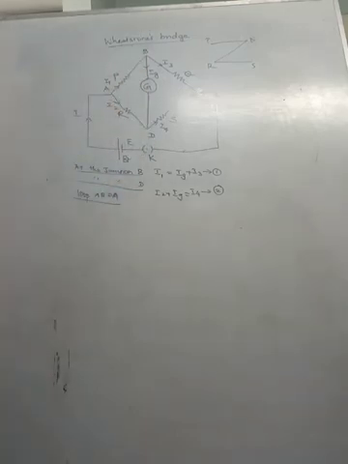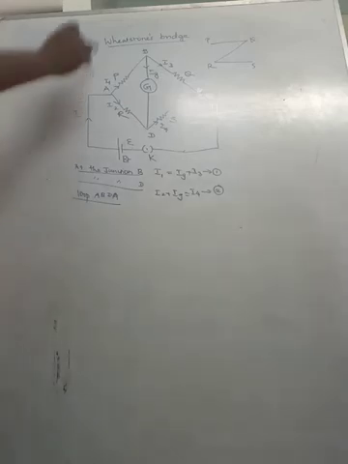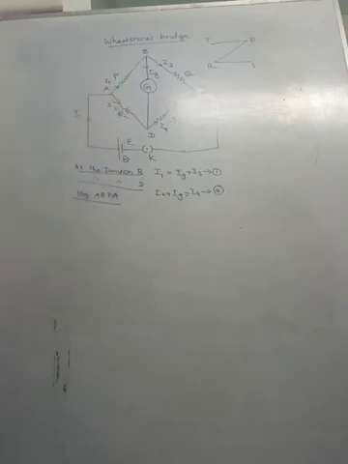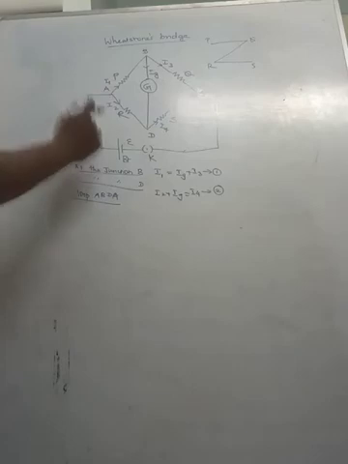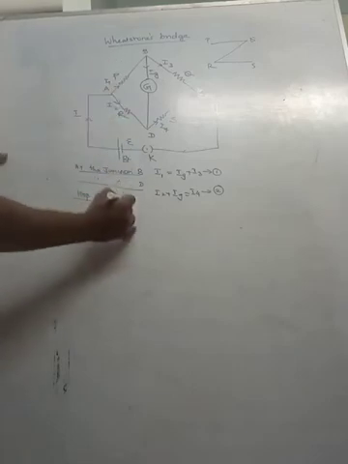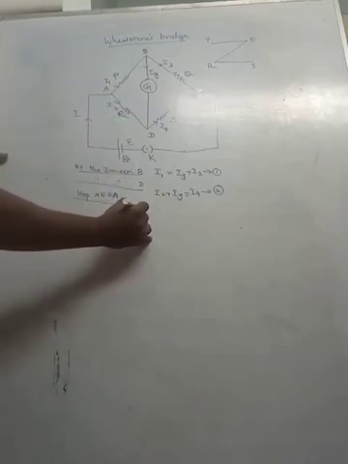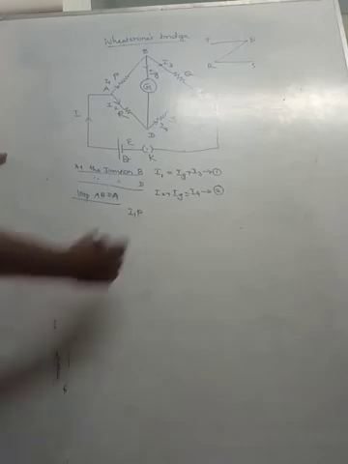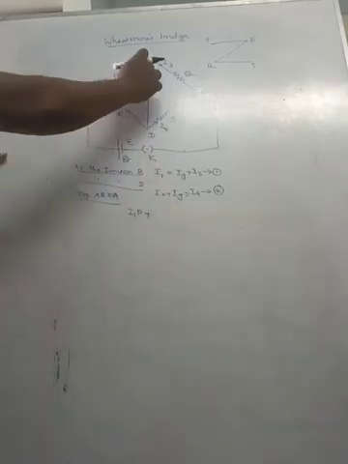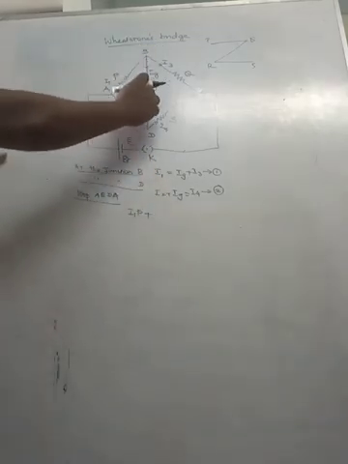According to Kirchhoff's law, the algebraic sum of the product of current and resistance in a closed circuit is equal to the net EMF in that particular circuit. So let us go with the algebraic sum of the product of current and resistance. Here the current is I1 and the resistance is P, so I1P plus, here plus only because the current is moving in the clockwise direction.